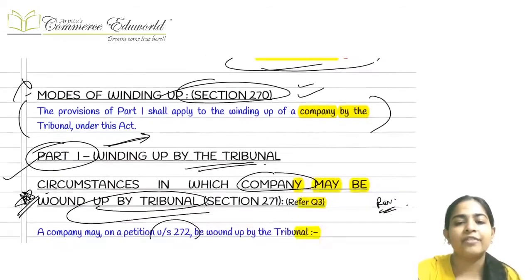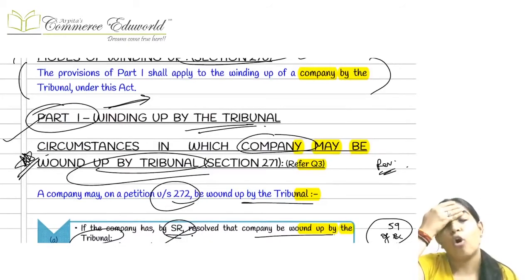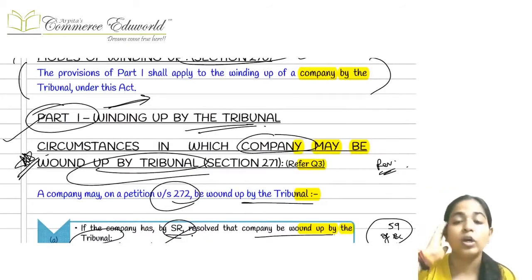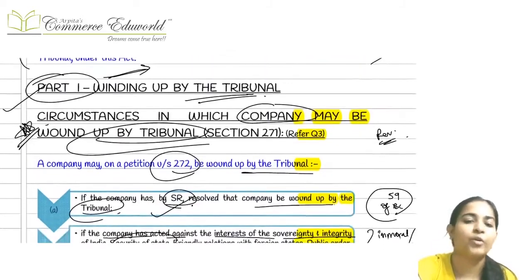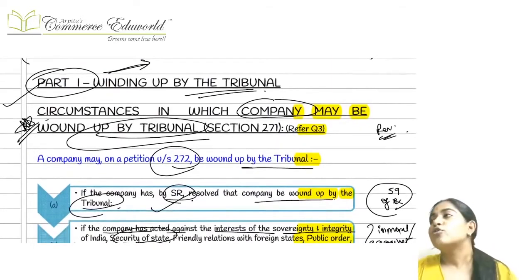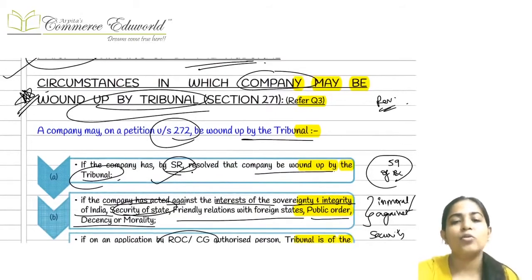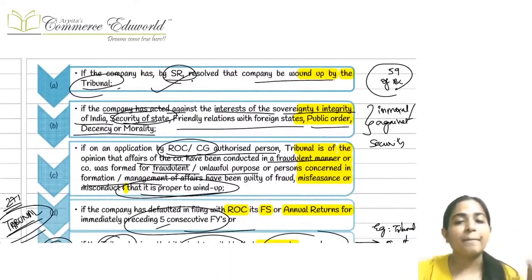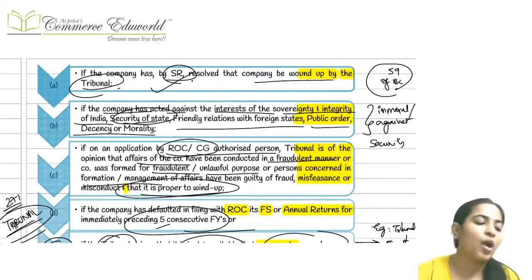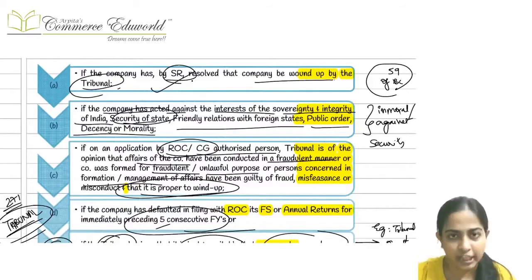Now starting with section number 271. As I already mentioned, we are going to do all the important sections which you have to remember on your exam day. Since this is a super quick revision, we are doing it from the exam day point of view. First of all, section number 271 states the cases when the company can apply, or when a petition can be filed by any other person, for winding up of a particular company.